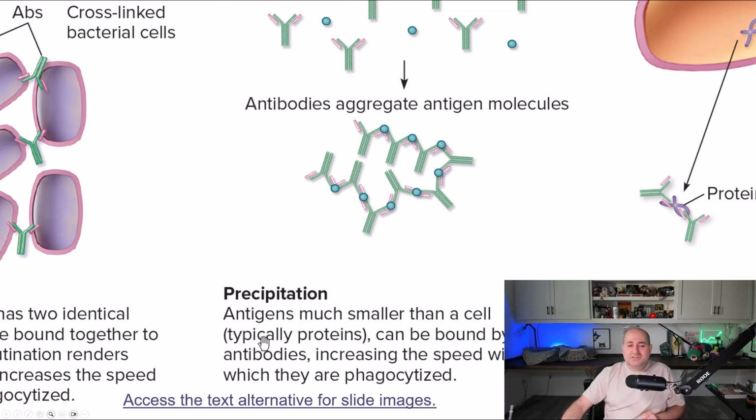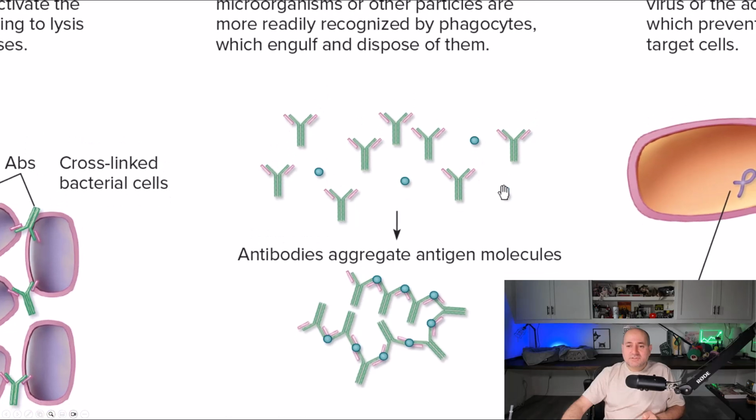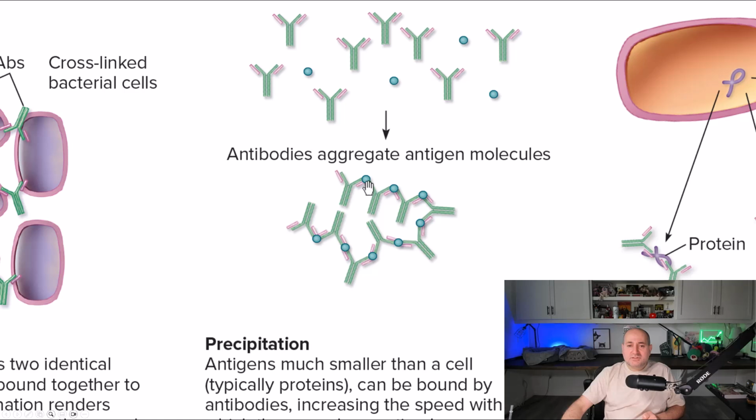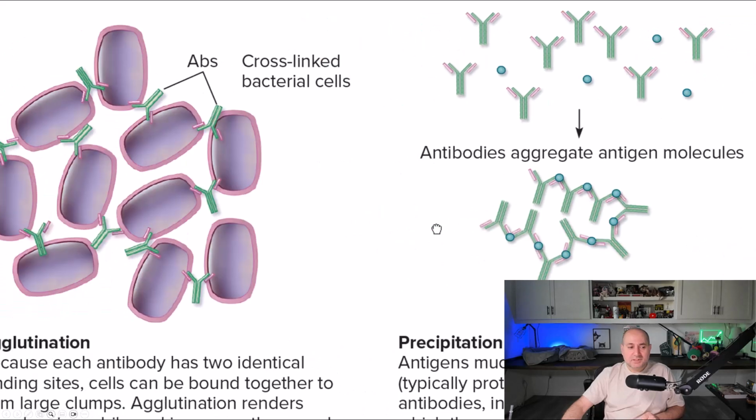This is when antigens much smaller than a cell, these are typically proteins, can be bound by antibodies, increasing the speed with which they are phagocytized, right? So you've got this foreign small matter in your body. Antibodies bind to that foreign tiny matter, making it big and clumpy, causing it to precipitate, and then that is easily identified by phagocytic white blood cells and cleared out of your body.